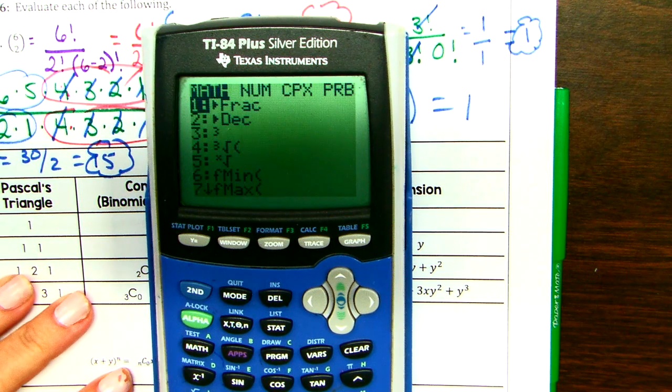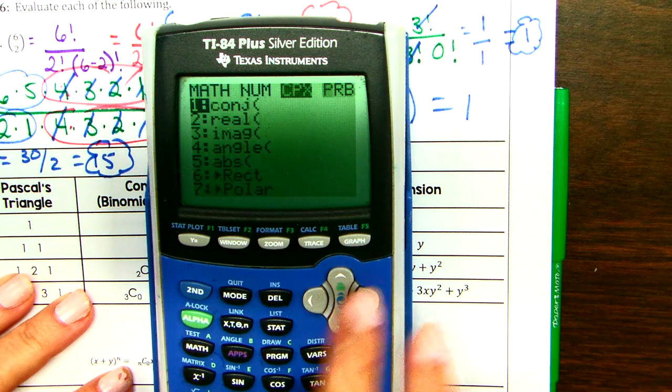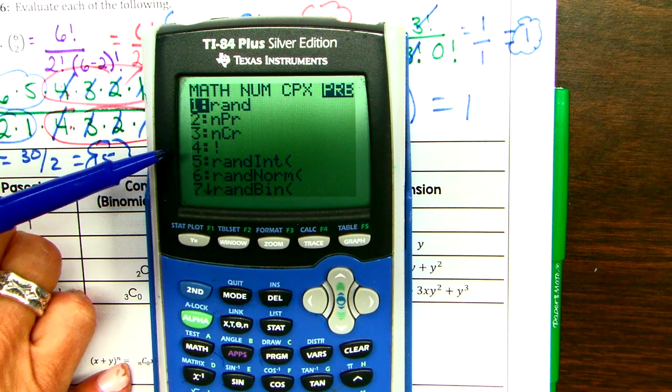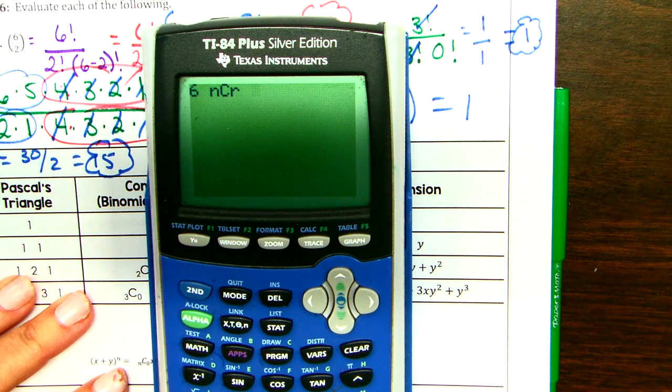Go to Math, over to Probability, and it's number 3. See, number 3 is NCR. It goes back to your home screen. 6 NCR 2. Enter, we get 15.